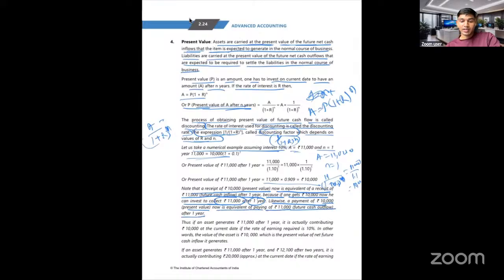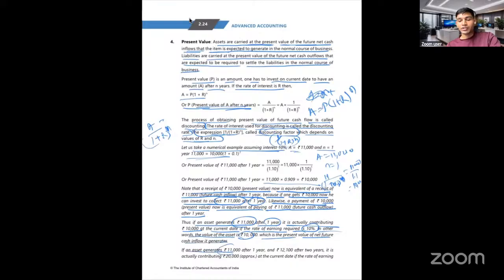The second asset generates rupees 11,000 after 1 year. It is actually contributing rupees 10,000 at the current date if the current rate of earning required is 10%. In other words, the value of the asset is rupees 10,000, which is the present value of the net future cash inflow it generates.